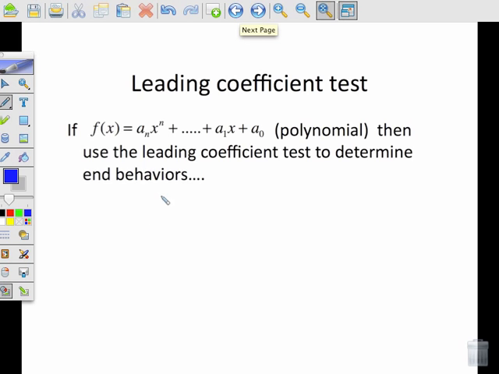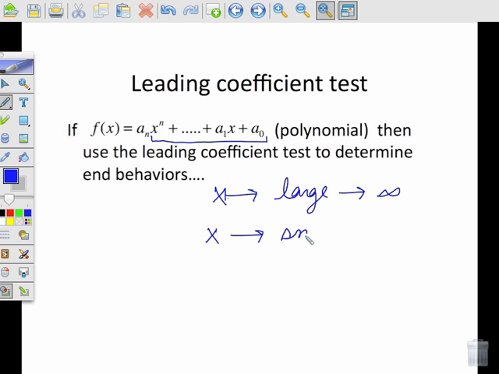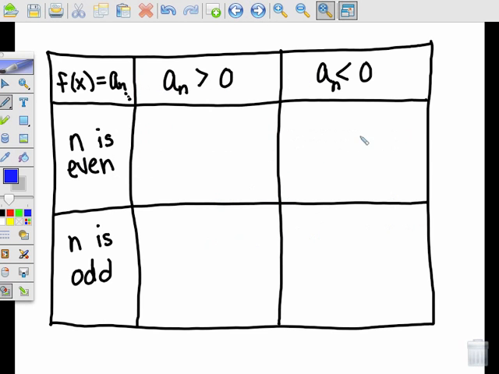All right, we also have what's called the leading coefficient test. If f of x equals a sub n x to the nth, this is, again, just our standard little polynomial, then we use the leading coefficient test to determine end behaviors. End behavior is what the graph tends to do as x becomes very large, or as x becomes small. So what happens when x is large, like goes to infinity? And what happens as x goes to negative infinity? That's what end behavior means. All right, let's look at the test.